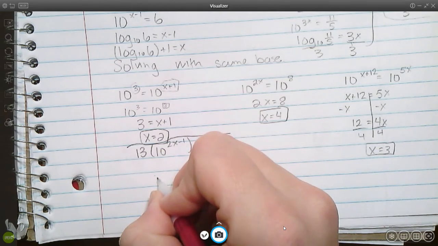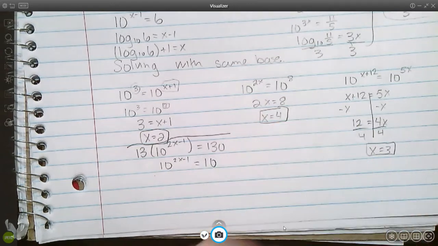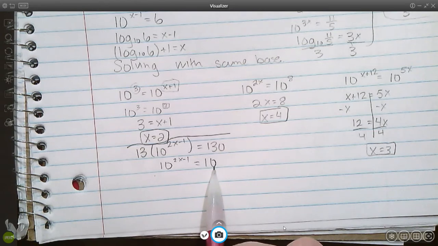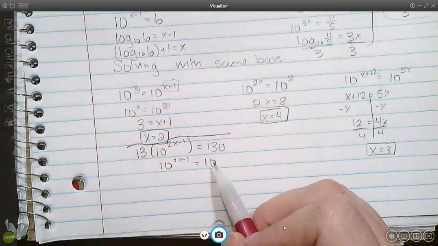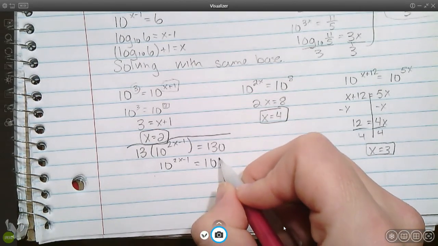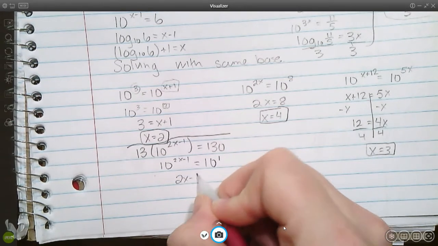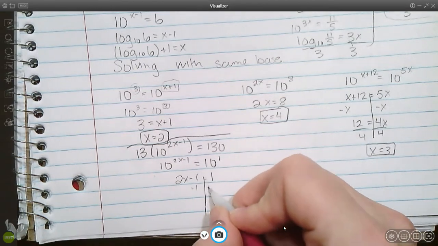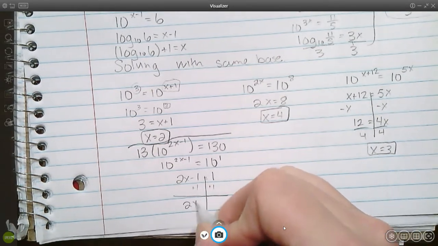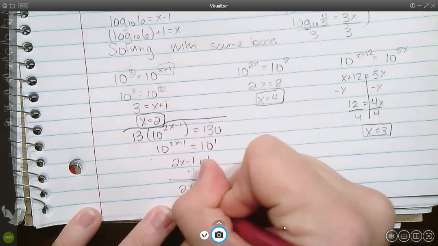So you get 10 to the 2x minus 1 equals 10. And then the first thing you should notice about this is that these have the same base. So we know that the exponents have to be the same. So if you just have 10, what exponent is right here? It's a 1. So we are going to have 2x minus 1 equals 1. We're going to add 1 to both sides. I get 2x equals 2. Divide both sides by 2, and you get x equals 1.